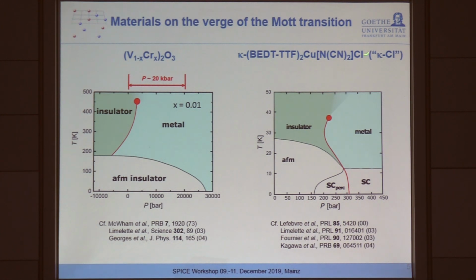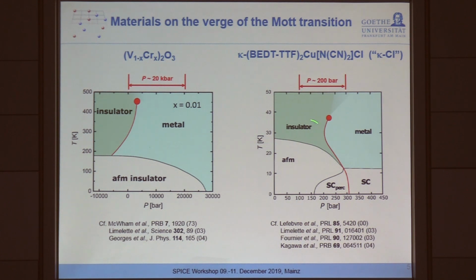Compared to this, in our organic material, this kappa-chlorine material, the energy scale is much reduced. Here, the second-order critical endpoint is below 40 Kelvin, and typical pressure scales are only 200 bars. And the phase diagram is even richer, so besides the antiferromagnetically ordered insulating state, we even have a superconducting instability.